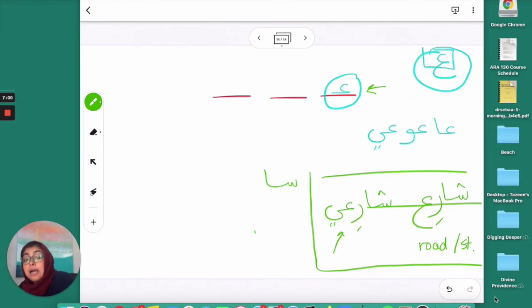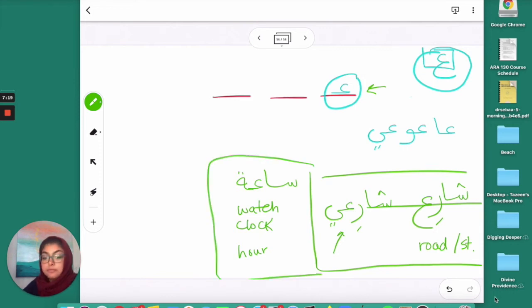Sa'a. So we have ayn in initial position, and I told you it's feminine, so therefore it's going to end right here with a ta marbuta. Sa'a means watch. It can mean clock. It can mean hour. Just depends on context. Notice, it is a non-human word, therefore it will always be feminine. You can't make it masculine. It will always just be a feminine noun.